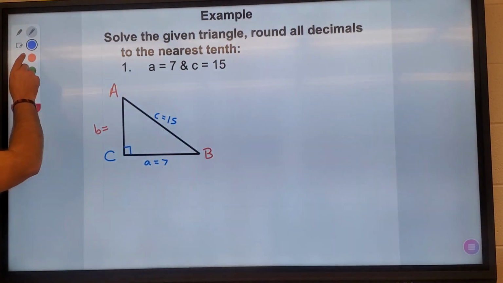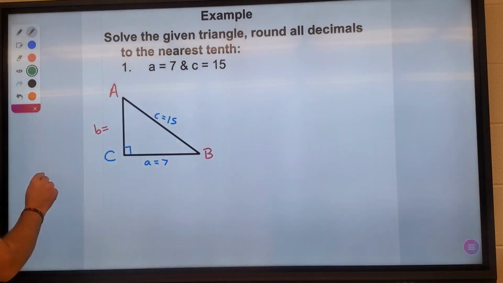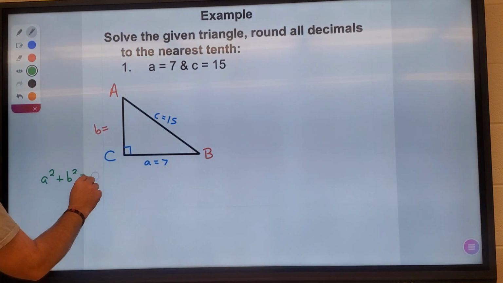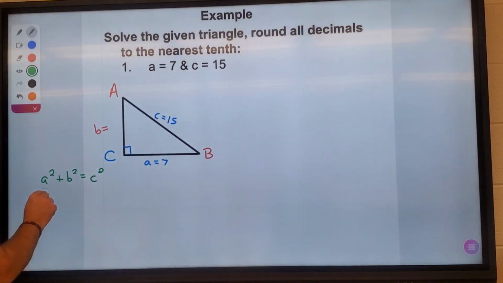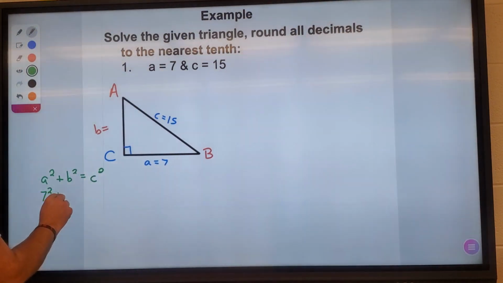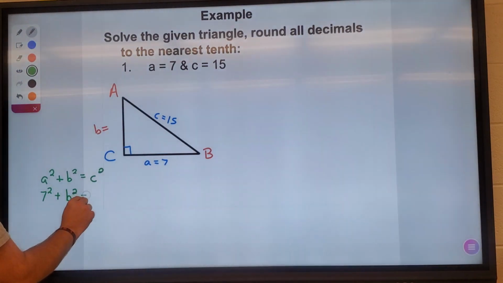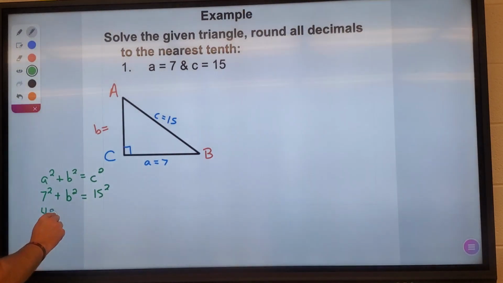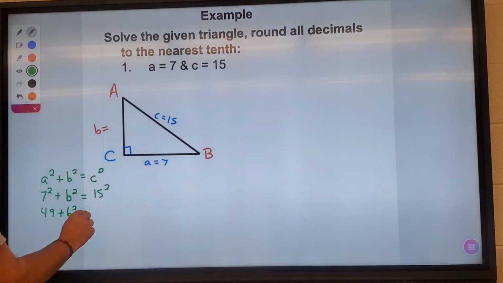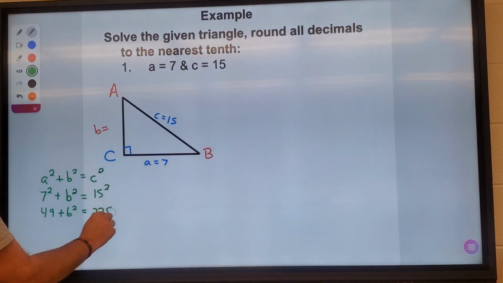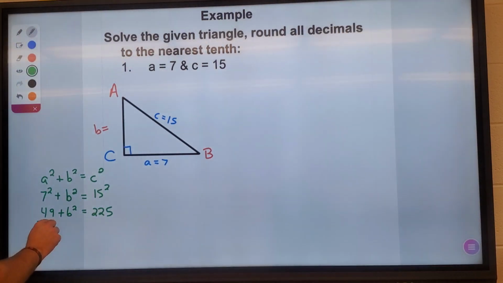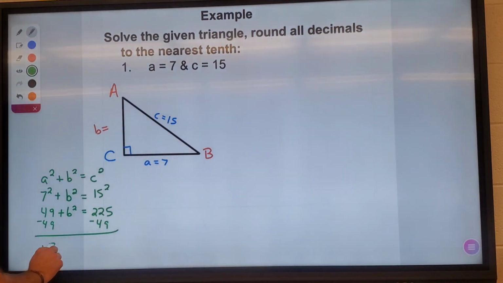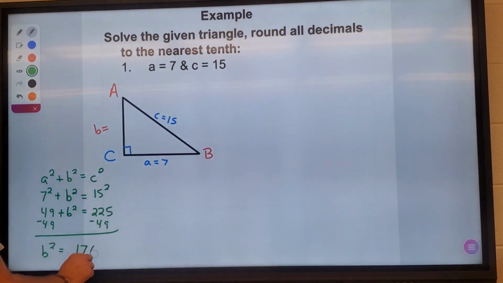Setting up Pythagorean theorem, we have a squared plus b squared equals c squared. So plugging in what we have, 7 squared plus b squared equals 15 squared, which is 49, plus b squared equals 225. And if we subtract 49 on both sides, that tells me that b squared is equal to 176.